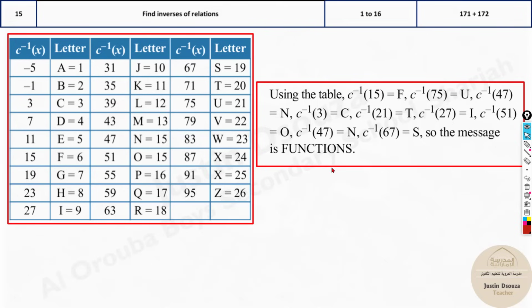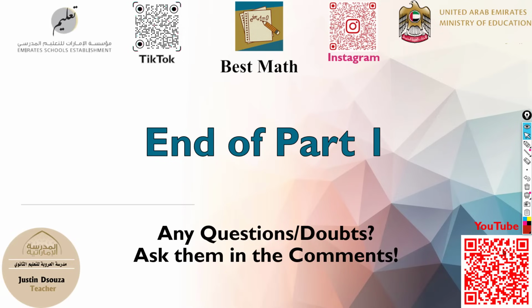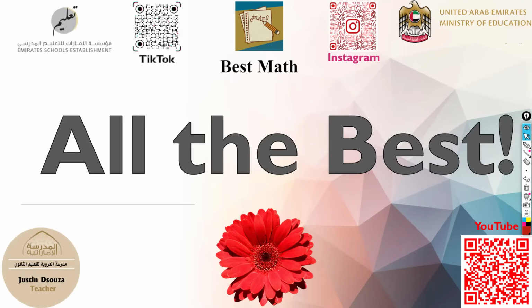So the message was basically functions. So that was the secret code. Just for a word, it will take you so much long. So imagine if he's going to send a sentence, that's going to take him days. And that is the end of part 1. Finally, we have finished all the questions.